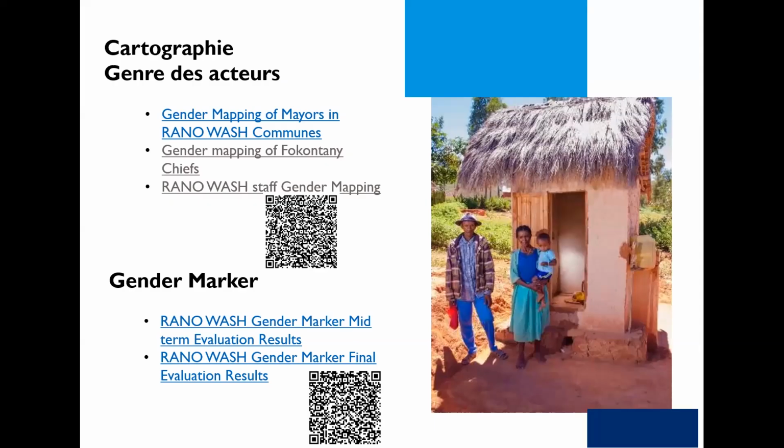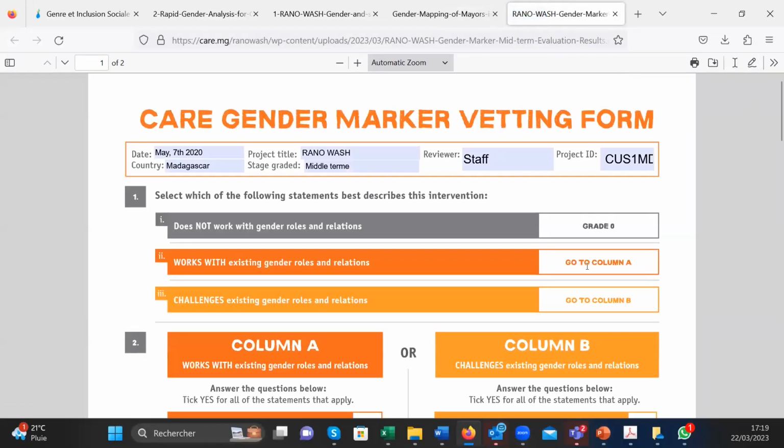The project used the gender marker, a tool used by CARE International to evaluate gender and social inclusion. In the middle and at the end of the project, this is used by all the staff of the project and the partners and the gender focal points, and the result of the auto-evaluation was included in the reports provided by the project. Here you can have the gender marker.